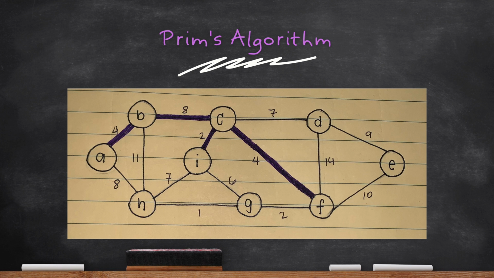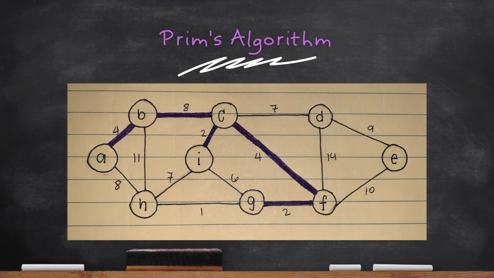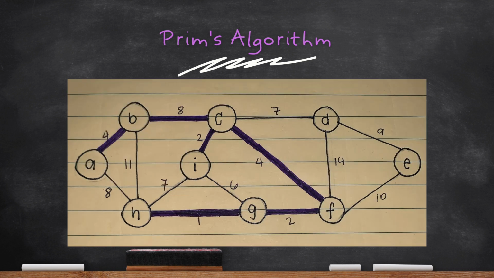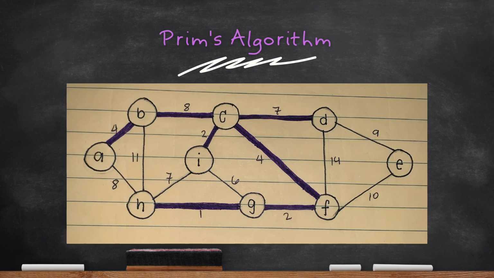Next we will go with the edge FG, which is the least costly compared to the others. Next, we go with GH. Now, we can no longer add edges AH, BH, and HI in our choices since doing so would make a circuit. So we will instead be choosing edge CD for the next one. And lastly, we have edge DE.